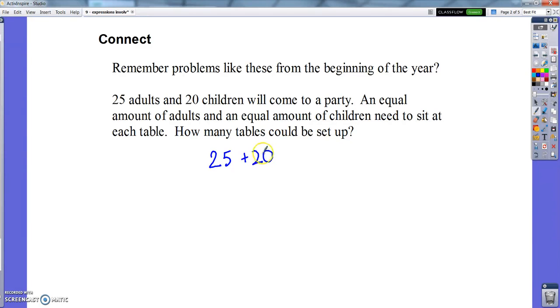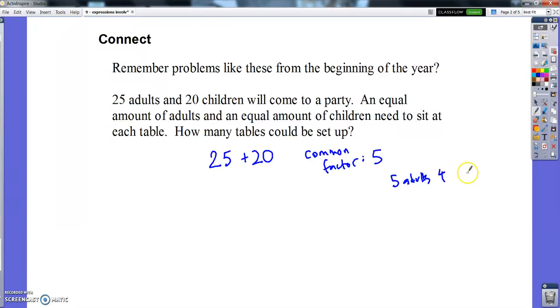If I want to divide these up so that an equal number of these and an equal number of these are at the same table, then I need a factor that I can divide both numbers by. And so, in this case, a common factor is 5. I can divide 25 by 5, and I can divide 20 by 5. And if I do that, I end up, of course, with 5 adults and 4 kids at 5 tables.